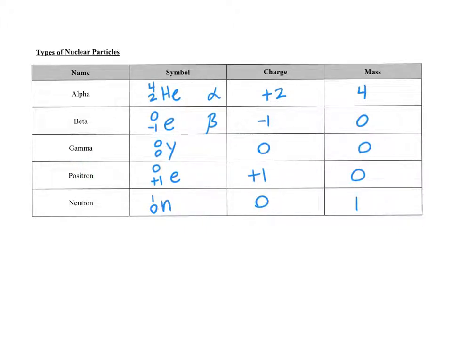Gamma is the unique one. Gamma is the one that has no charge and no mass. It has a symbol of a gamma Greek letter. This is the one that's hardest to write in a nuclear equation because it has no charge or mass. It doesn't affect the nucleus of the parent nuclide, so you just assume that gamma radiation is always there. You have a positron, which is basically a beta particle with a +1 instead of a -1. So it's a +1 charge and a mass of 0. And then a neutron, which is just a regular neutron that you find in the nucleus, has a mass of 1 and a charge of 0.